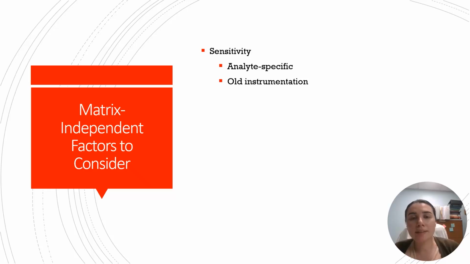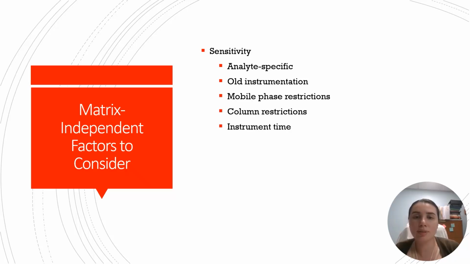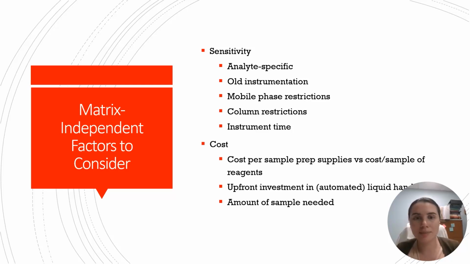Now, what are matrix independent factors that you should be considering? Sensitivity, this is going to be analyte specific and depend on whether you have old instrumentation. Mobile phase restrictions, column restrictions, instrument time. Do you need to have a shorter run? In which case you may need your separation, your sample preparation to be more extensive. And then cost. What cost per sample prep supplies versus cost per sample or reagents are you willing to take? Upfront investment in automated liquid handler, are you able to do that? And what amount of sample are you willing to sacrifice for each analysis?